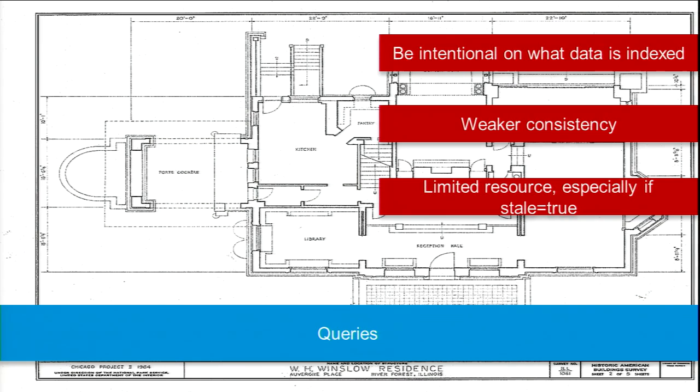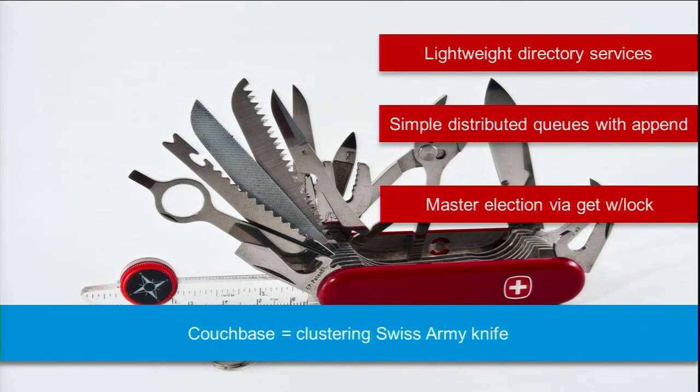And it's a limited resource, especially if you're doing stale equals false. Couchbase can't magically run a scan across 100 million records and give you a consistent read on that at an infinite number of operations per second. That's almost a law of physics problem.